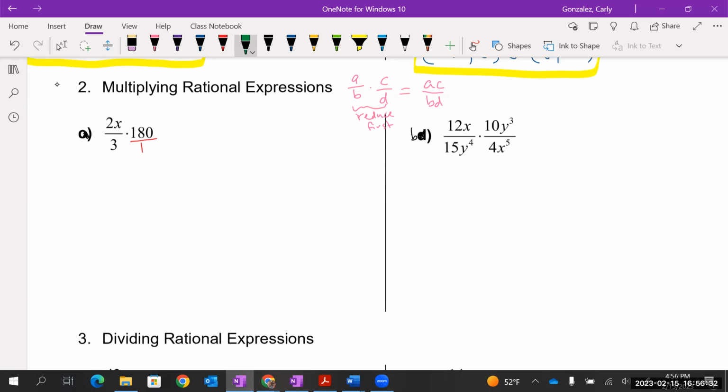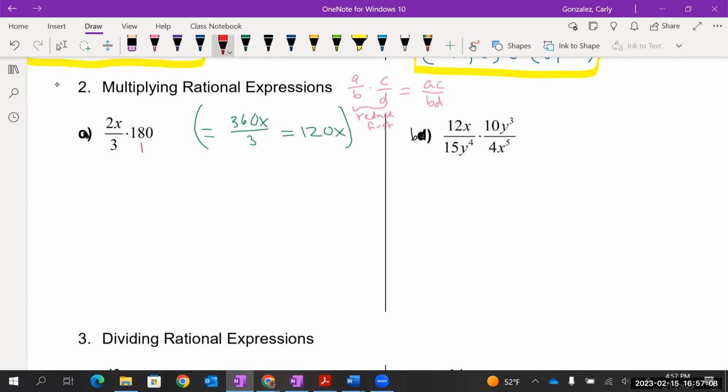So here, if we just multiplied straight across, we'd get 2x times 180, or 360x divided by 3. And now we can divide 360x by 3 to get 120x. So we can see that is definitely an option. However, we want to get in the habit of reducing first. So notice that the 3 in the denominator can reduce with the 180 in the numerator.